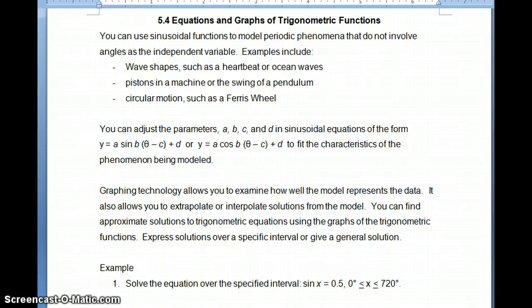When we're using our sinusoidal functions, we can use them to model periodic phenomena that do not involve angles as the independent variable, which is kind of what we've been seeing. Some examples include wave shapes, such as a heartbeat or ocean waves. We can look at pistons in a machine or the swing of a pendulum. And we can also look at circular motion, such as a Ferris wheel.